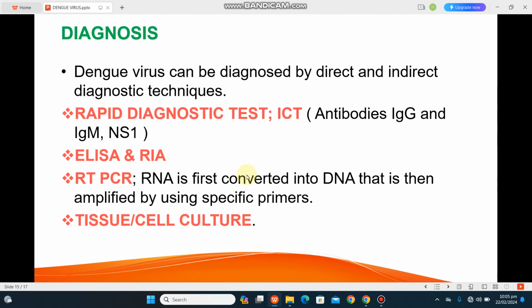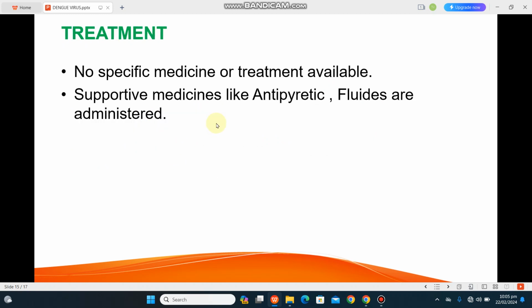Diagnosis. How can you diagnose the dengue virus? You can diagnose the dengue virus by using direct and indirect diagnostic techniques. Direct techniques like PCR, tissue or cell culture, and indirect techniques like antibody detection, and so many others like ELISA, RIA, radioimmunoassay, etc. There is no specific treatment for the dengue virus. Supportive medicine like antipyretics, fluids, and paracetamol, etc. are administered.